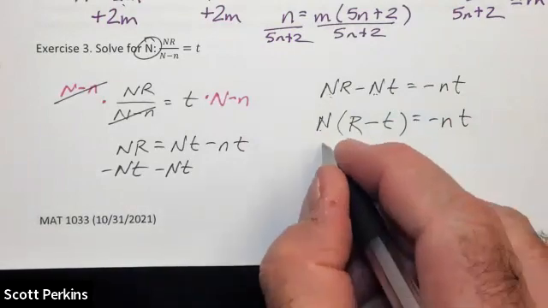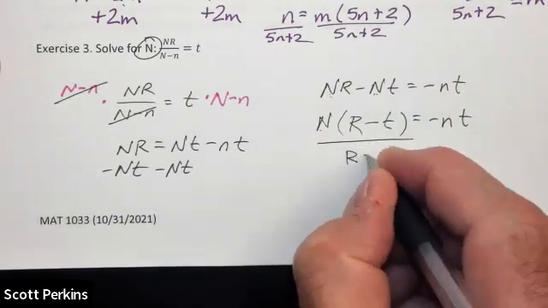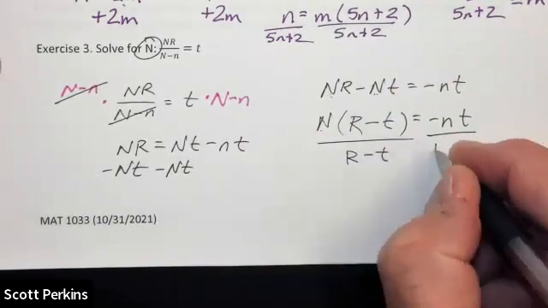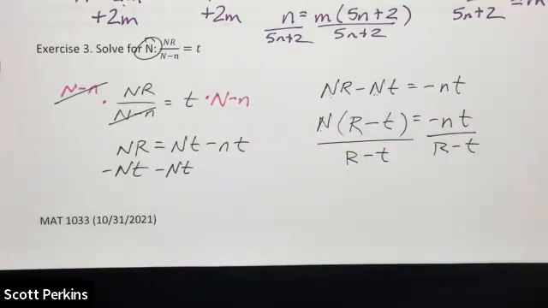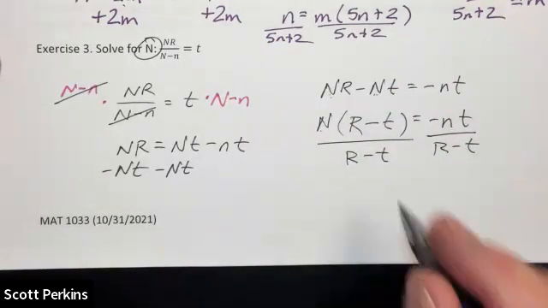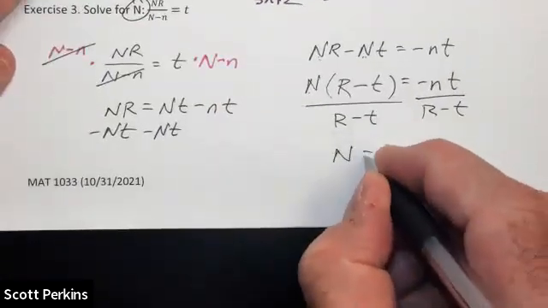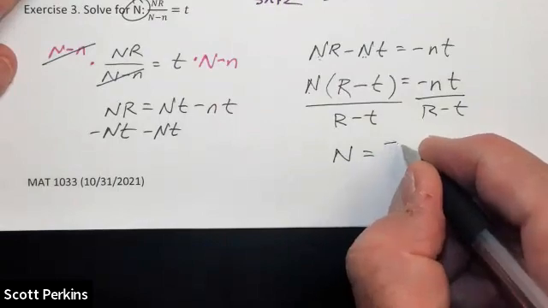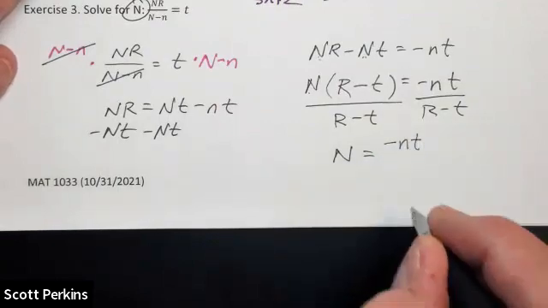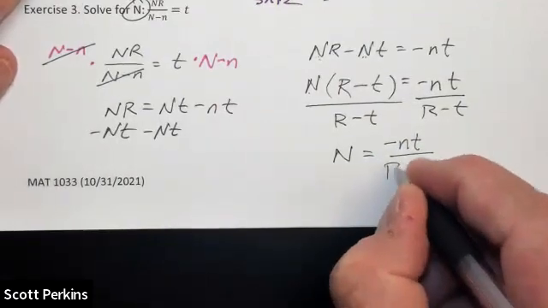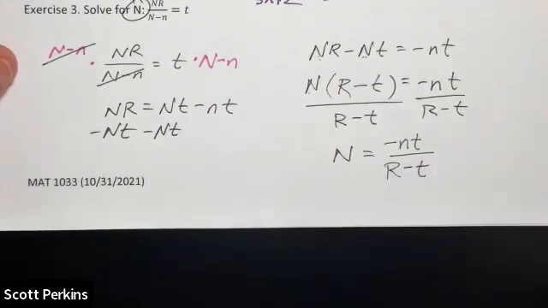And then the last step, last but not least, we are solving for the capital N. So I have to divide by this factor that is in the parentheses. And so here is my final answer at long last. The capital N is equal to negative little n times t, and then in the denominator, capital R minus t.